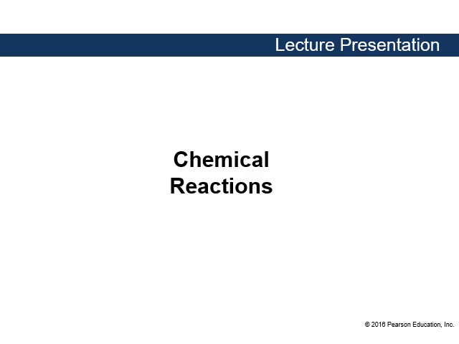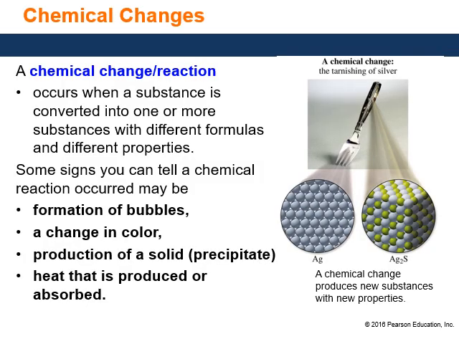Chemical reactions. So what is a chemical change and what is a chemical reaction? And how can you differentiate it from a physical change? A chemical reaction or a chemical change only occurs when one substance is converted into one or more substances. And the new substance that is produced has a completely different chemical formula and different chemical properties. Only then is it called a chemical reaction or a chemical change.